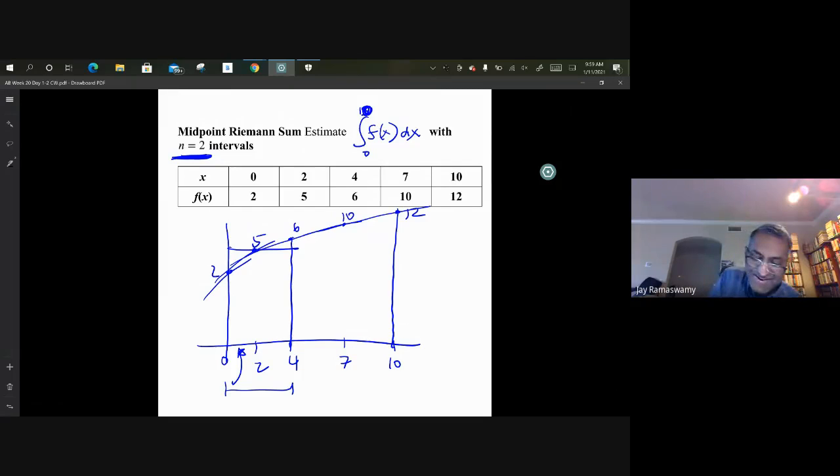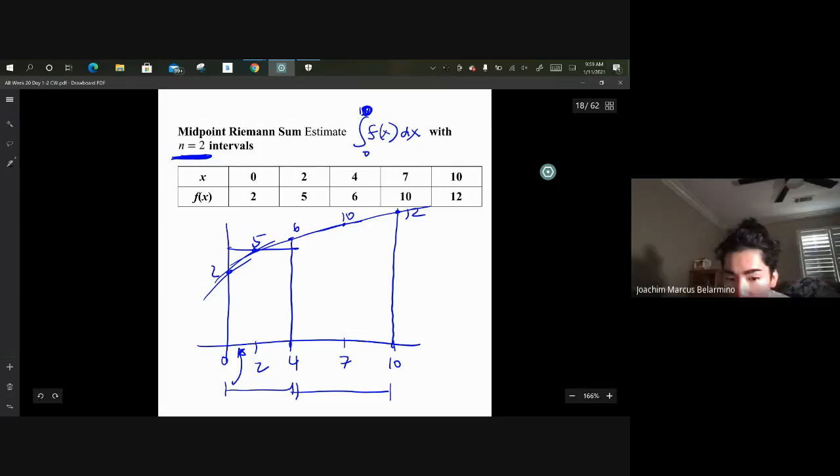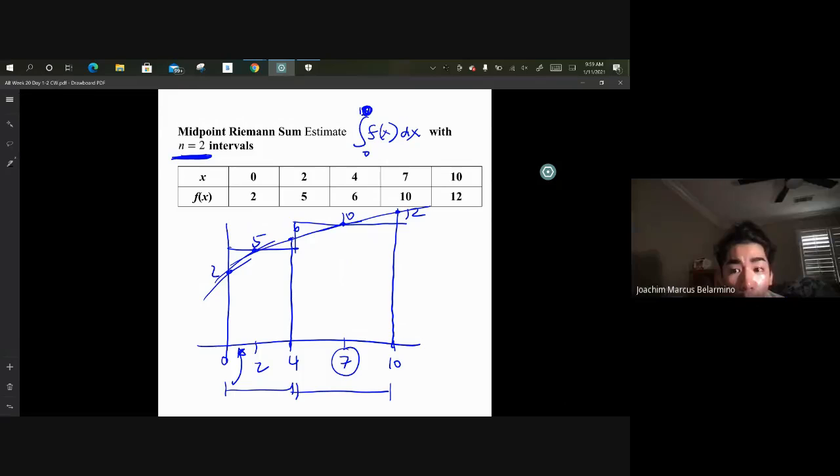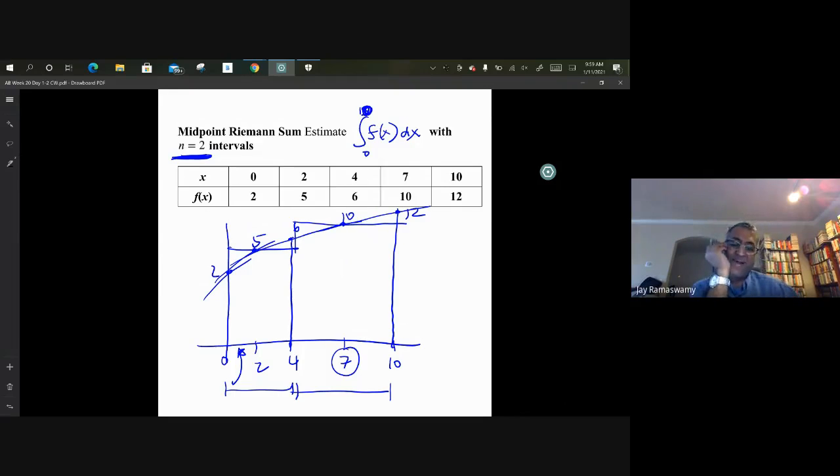Let's do the same thing. What's the distance between 4 and 10? 6. And half of 6 is 3. Can you see 7 is exactly midway? Do you now understand why midpoint had half the number of rectangles? If I have the original number, I do not have the heights.